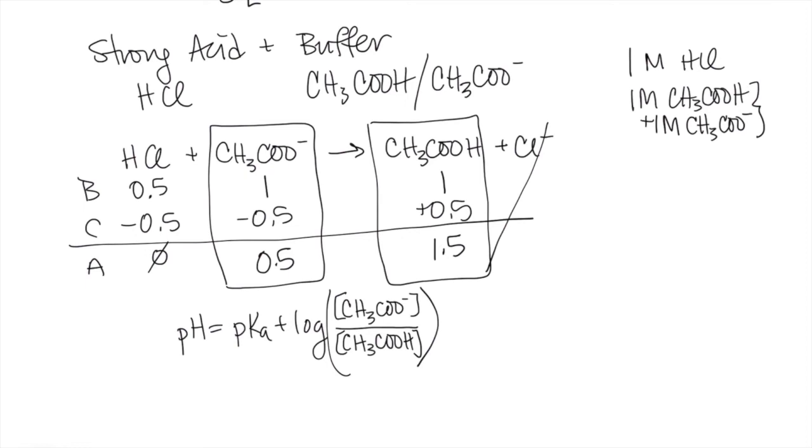Now, you might be wondering, gosh, these are moles. Do I need to change them into concentration to put them in this equation? You can if you want to, but because they're all in the same beaker, the volume is going to be the same and it ends up not mattering because it's a ratio of base to acid. So my pH here, my pKa is 4.74, and I'm going to add on the log of 0.5 over 1.5.